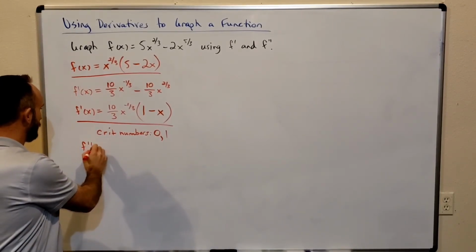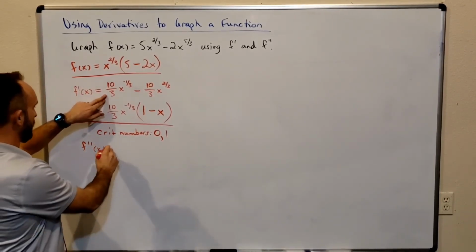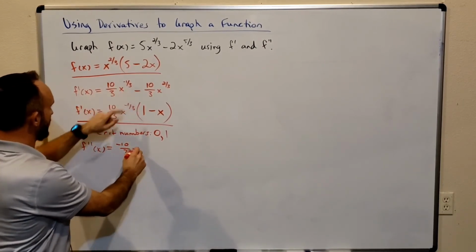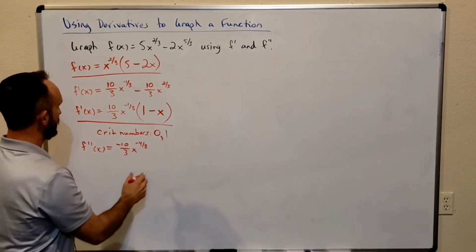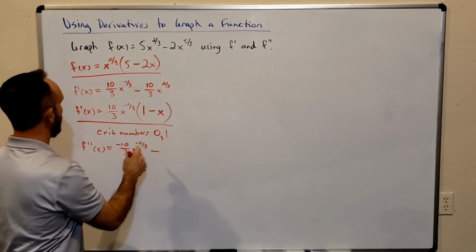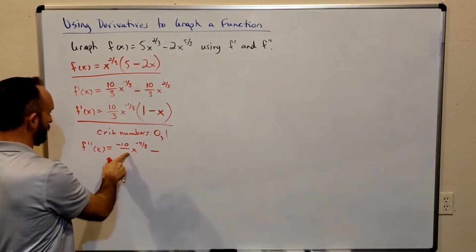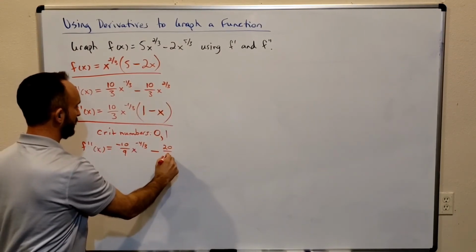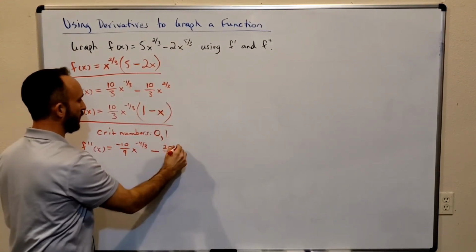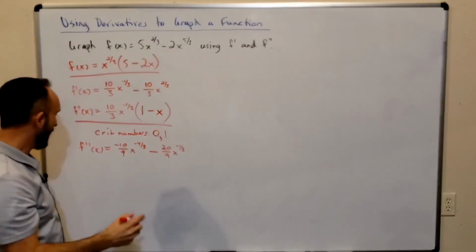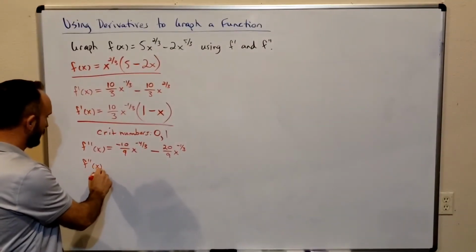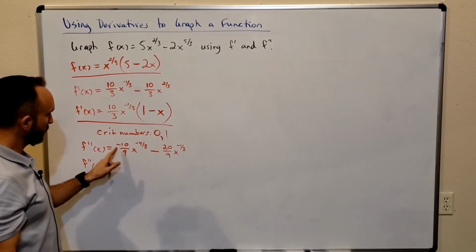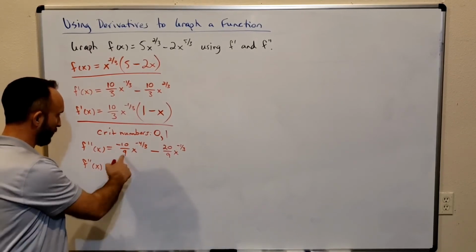F double prime, we need to differentiate f prime. Power rule tells us we'll have negative 10 thirds x to the negative 4 thirds minus negative 10 ninths. Sorry about that, I almost overlooked it. Negative 10 ninths minus 20 ninths x to the negative 1 third. And again, we're going to factor. I can pull an x to the negative 4 thirds out because that's the smaller of the two exponents, but I can also pull out a negative 10 ninths from both of these.